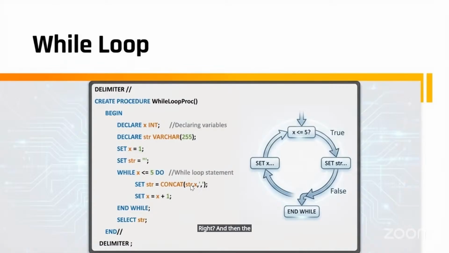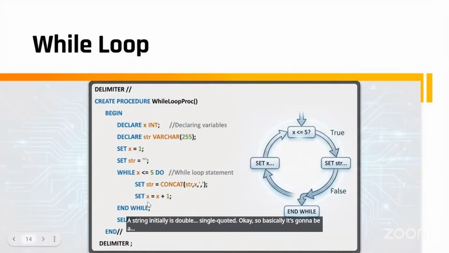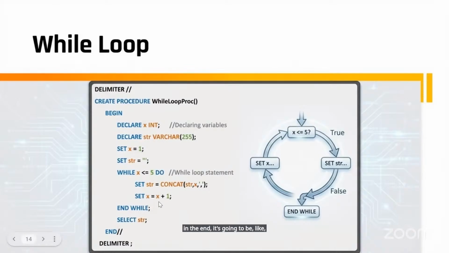And then the string will be string 1. So I'm assuming string is concatenate a string x1. So it will be a string x and then a space, quote unquote. So a string initially is single quoted. Okay, so basically in the end, it's going to be like triple quoted x1, single quote, and then single quote x2, single quote, single quote x3, etc., all the way to x5 until you end the while loop.